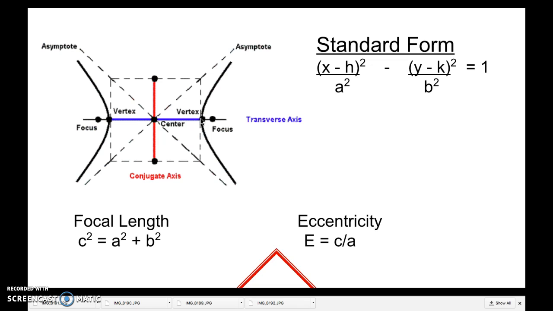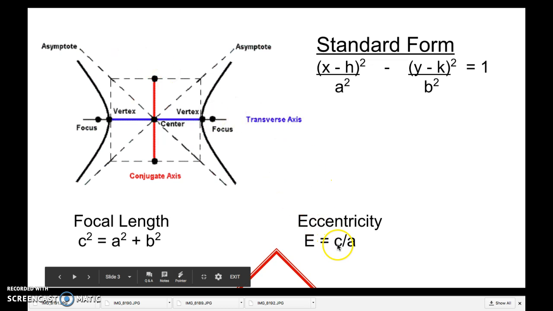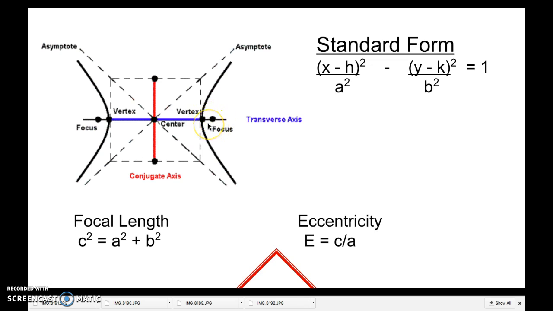And so it follows that e will be greater than 1, because notice that c in this case is larger than a, because c goes all the way out to the focus, and a is just short. So a big number divided by a small number will end up giving us an eccentricity value that's greater than 1. So if e is large, the branches are nearly flat. Again, I'll repeat: if e is large, the branches are nearly flat. If e is close to 1, then the branches are more pointed.